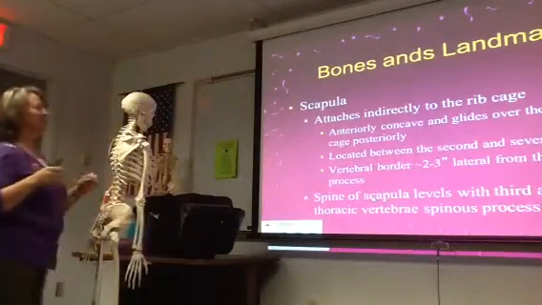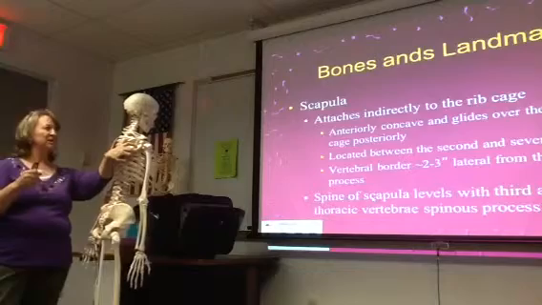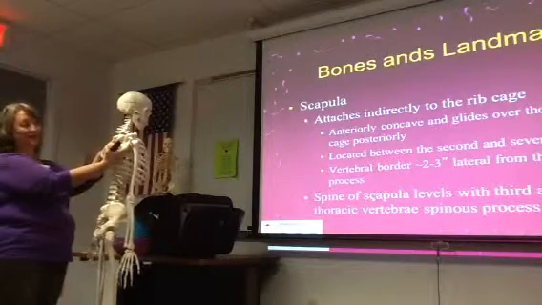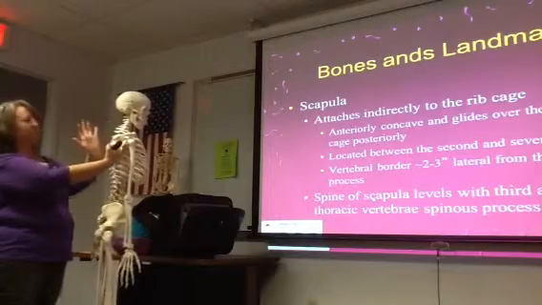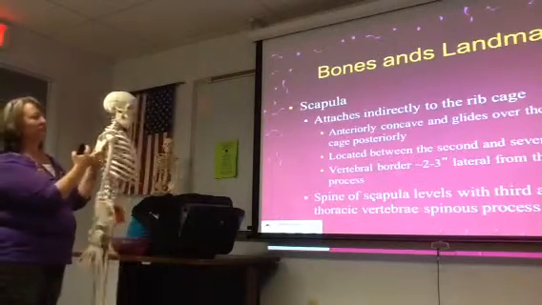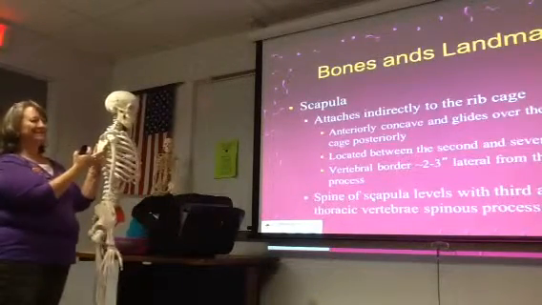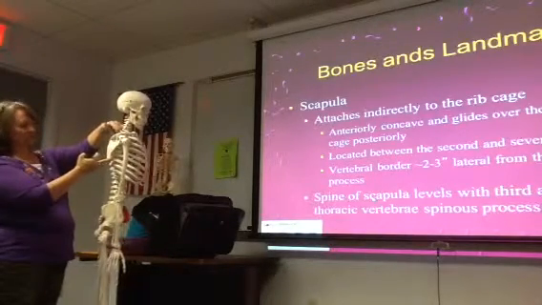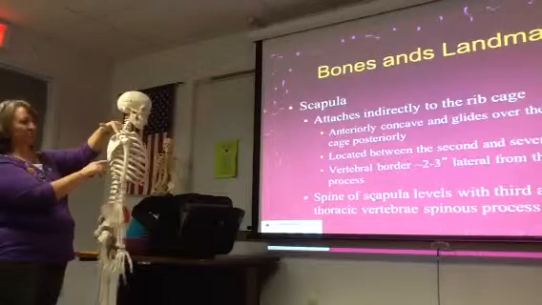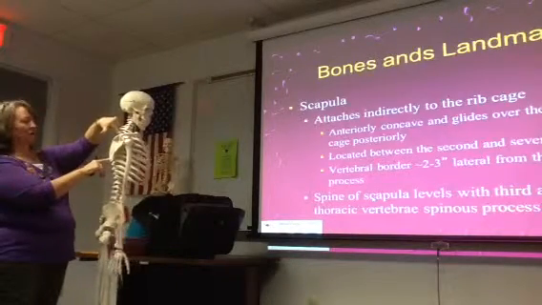Okay. So it attaches indirectly to the rib cage. Anteriorly, it's going to be concave. We know that subscapularis then lives in there. It glides over the convex rib cage, located between the 2nd and 7th ribs. Okay, so 1, 2. So this one is actually right about the top of the 3rd rib to the 7th rib.